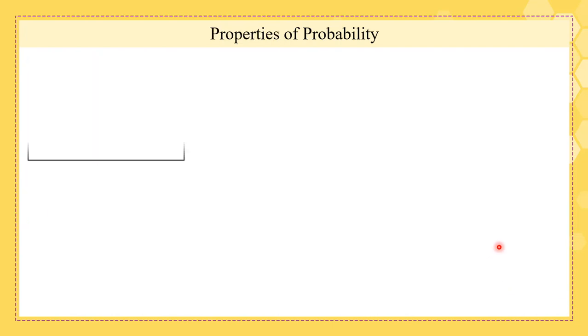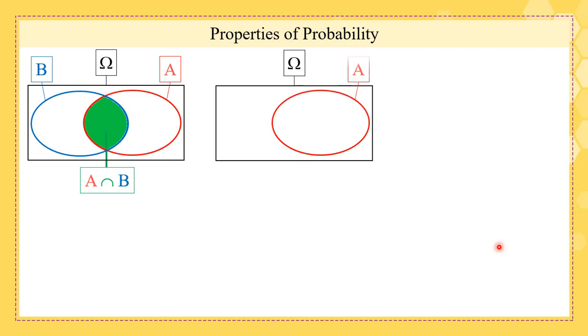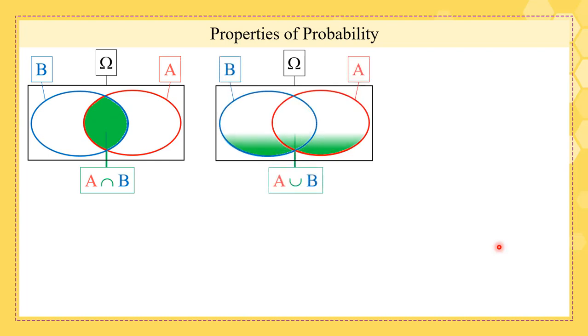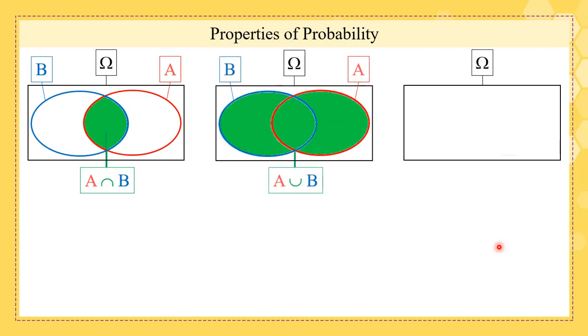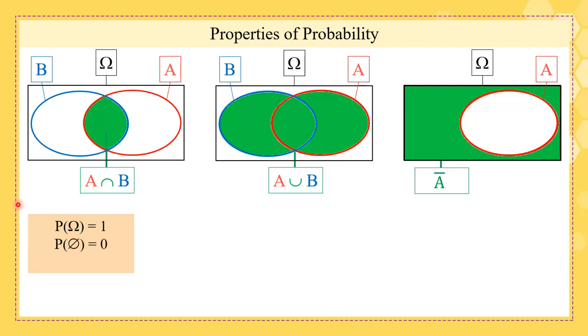Now let's see the properties of probability. This is omega again, A, B. We have the intersection. This is A, B, and this is the union, the green area. And this is the complement. Now, till now we know that P of omega is 1, P of phi is 0, and the probability of an event is a number that goes from 0 to 1.